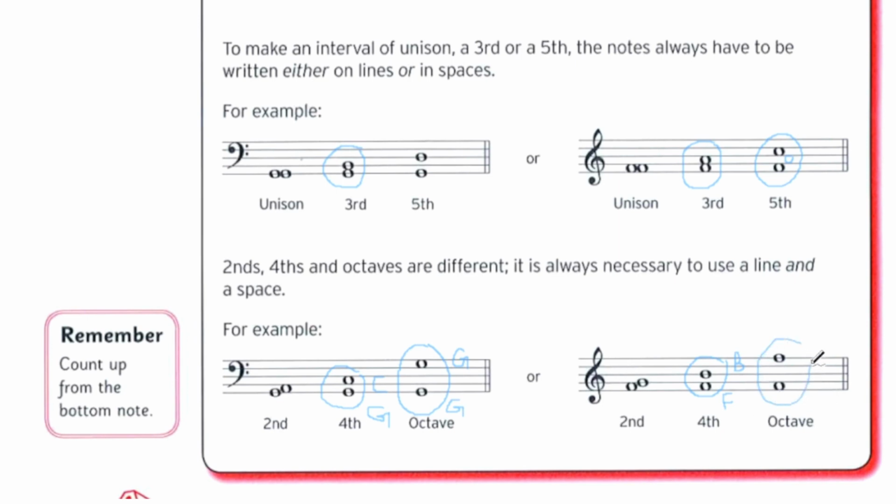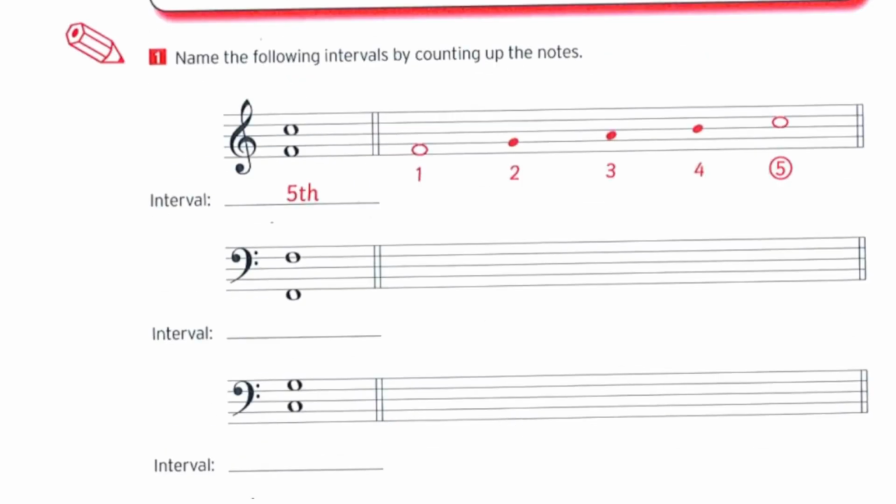Here's another one, F to F. So you count F, G, A, B, C, D, E, F. There's also 8 steps up from one F to the other F. So I hope that's clear about intervals. Understand the gap between them. We can instantly play 2 notes at the same time without even thinking too much about it. Let's take a look at your exercises on page 28.